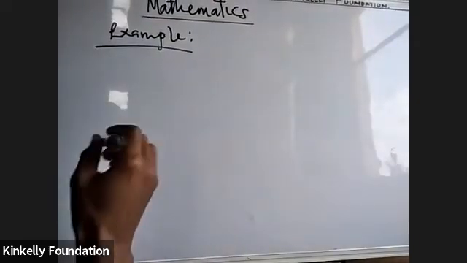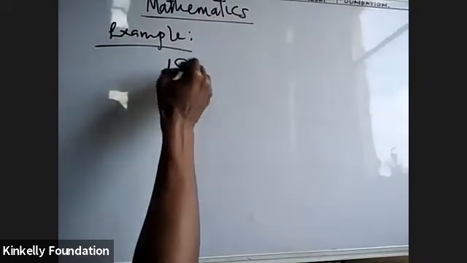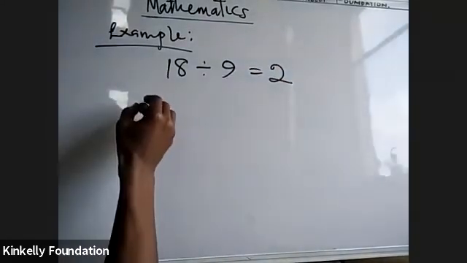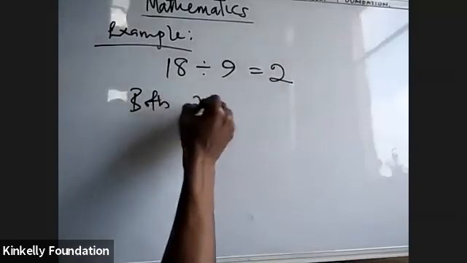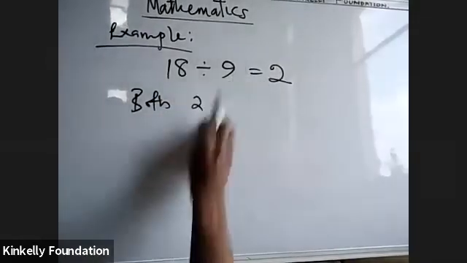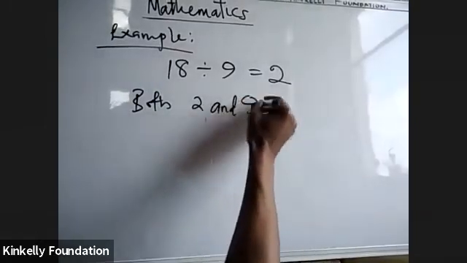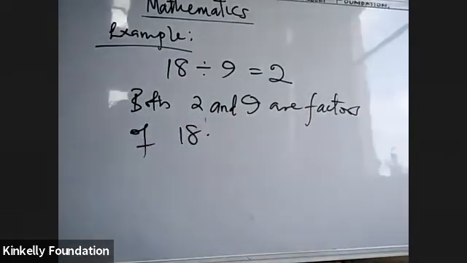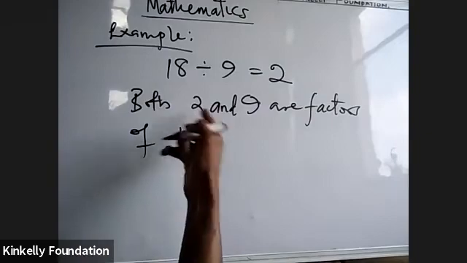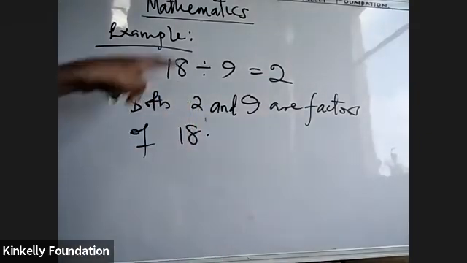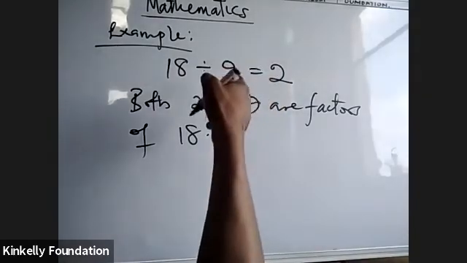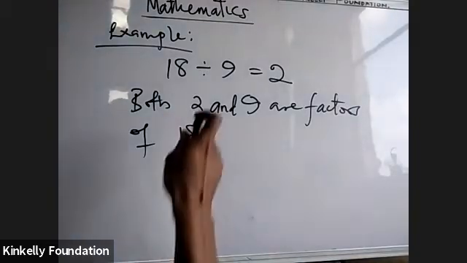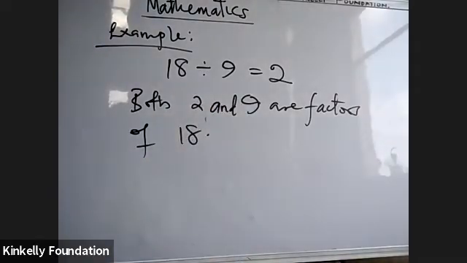If we say that 18 divided by 9 is equal to 2, which means that what? Both 2 and 9 are factors of what? 18. Since 2 divides 18 to give us 9, and 9 divides 18 to give us 2, we now say that both 2 and 9 are factors of 18.